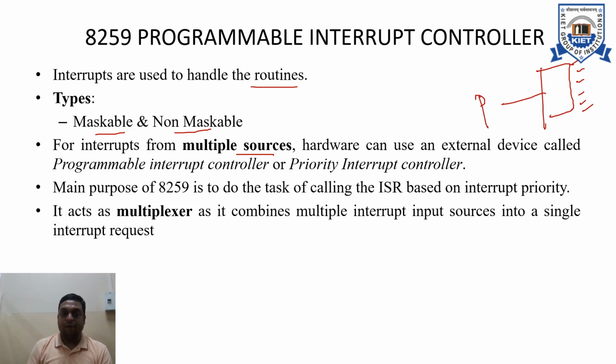The main purpose of 8259 is to do the task of calling the ISR. ISR stands for interrupt service routine, based on the interrupt priority. It acts as a multiplexer as it combines multiple interrupt inputs into a single interrupt request. As in this diagram, multiple requests are there for processing. Out of these multiple requests, 8259 will check the priority and give them one by one to the processor.